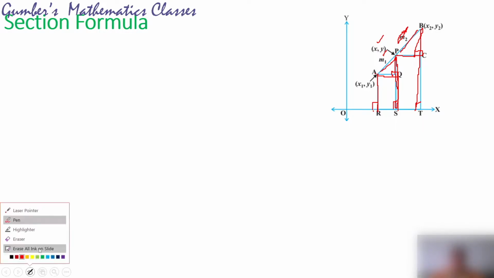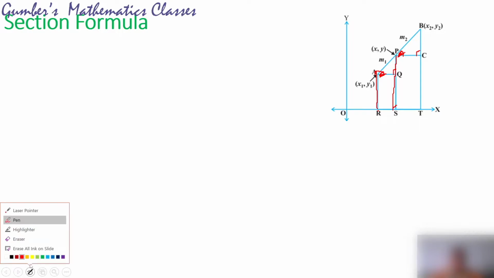Very first, we'll be drawing perpendiculars on the x-axis from these 3 points A, P and B. Now again we'll be drawing perpendicular AQ on line PS and perpendicular PC on line BT. These are the perpendiculars. Now we can clearly see that the triangles are similar. Let's see how.